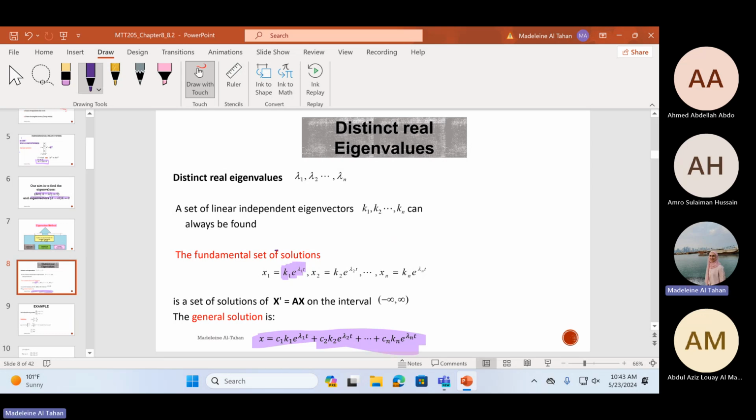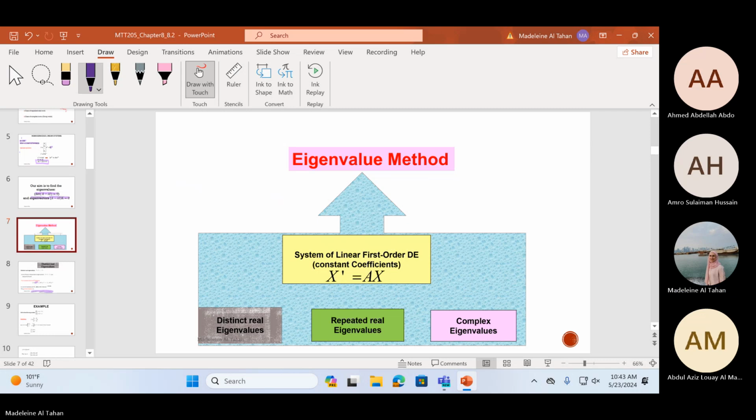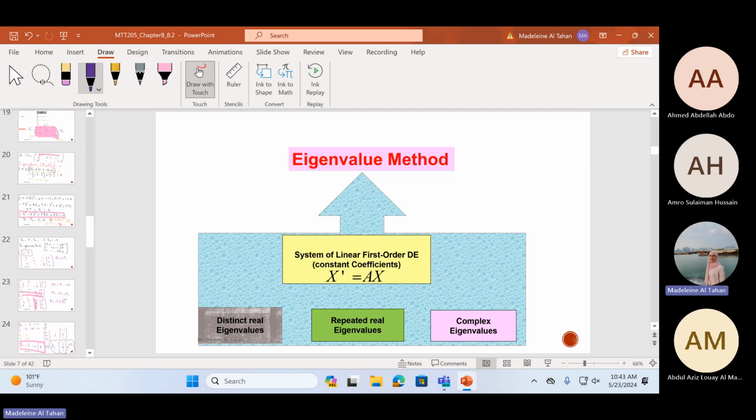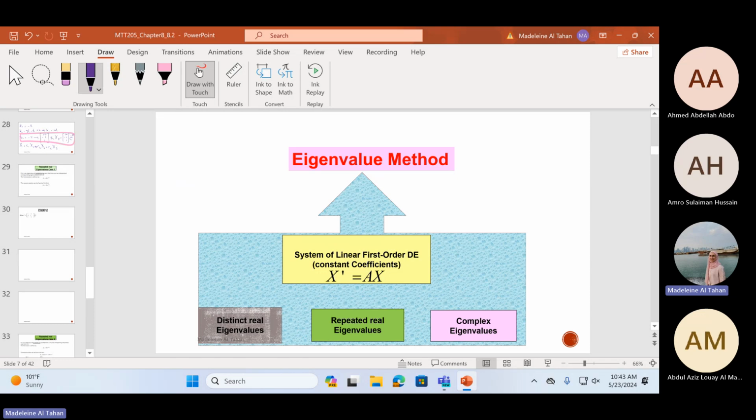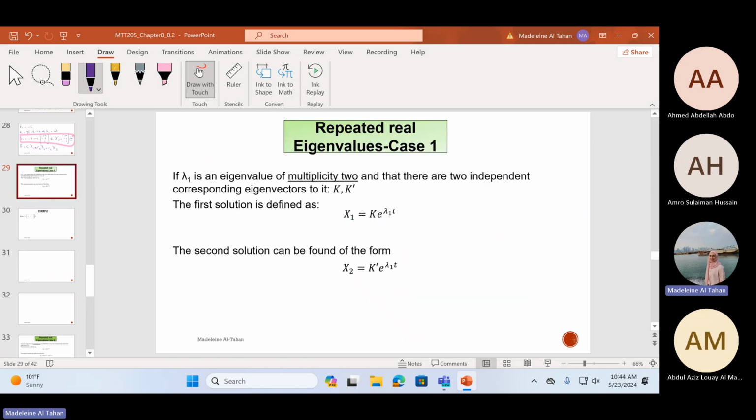Now, for the repeated eigenvalues, we have 2 cases: case 1 and case 2. Do you still remember that in the repeated eigenvalues, the matrix can still be diagonalizable? If we have an eigenvalue with multiplicity 2, but it has also 2 independent eigenvectors, we don't have a problem. We will get the solution as the first eigenvector multiplied by e to the lambda 1 t, and the second eigenvector multiplied by e to the lambda 1 t. This one you don't have an issue with.